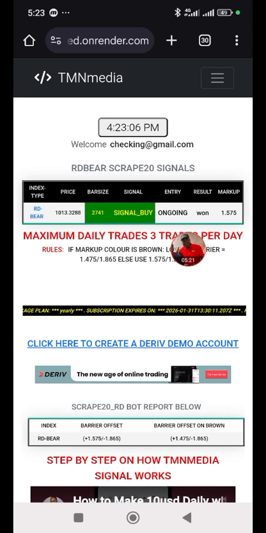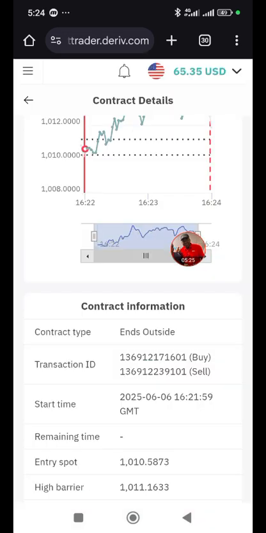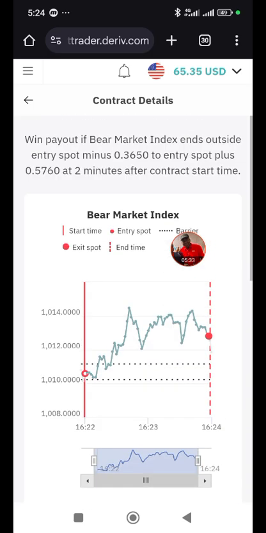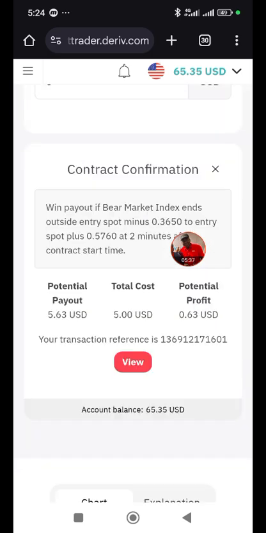So I'm going to pause and come back when the trade is done. Okay, I just won the trade. I used $5 to make like 63 cents. That's about 12%. You can see I've won the trade.